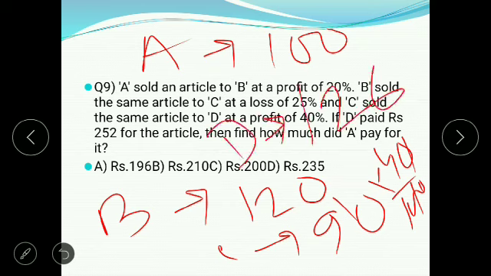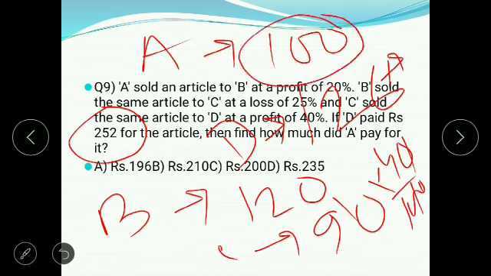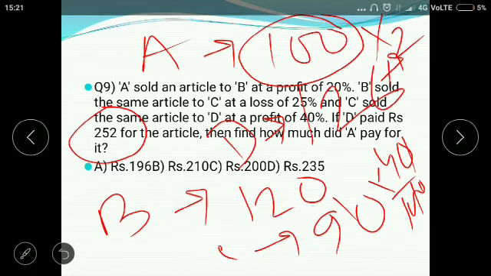So if D paid 252 rupees, that means this unit is equivalent to 252, so 1 unit is equivalent to 2, right? Now how much did A pay for it? That is 100 as I have assumed, multiplied by 2, that will be 200. So our answer will be 200 for this question.